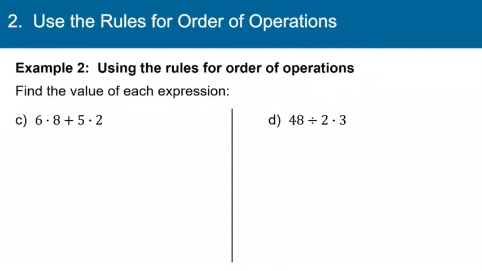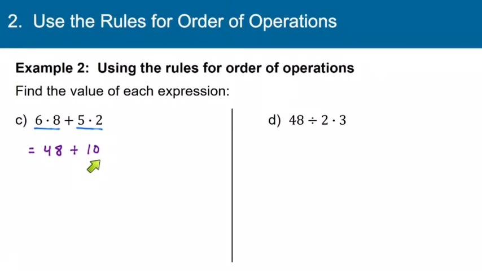In part C of example 2, we have 6 times 8 plus 5 times 2. Now, this multiplication is not affected by this second multiplication, because notice they're separated by this plus sign. So I'm going to go ahead and underline both multiplications. In this case, because they don't affect each other, we can do them both in the same step. So 6 times 8 is 48, plus 5 times 2 is 10.